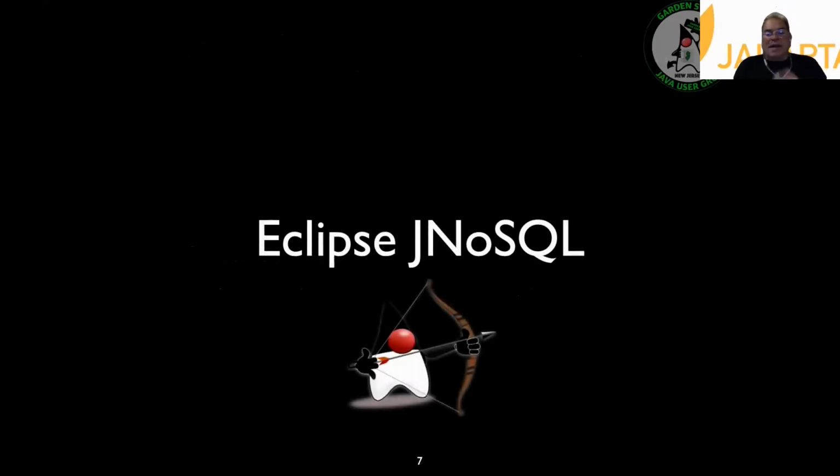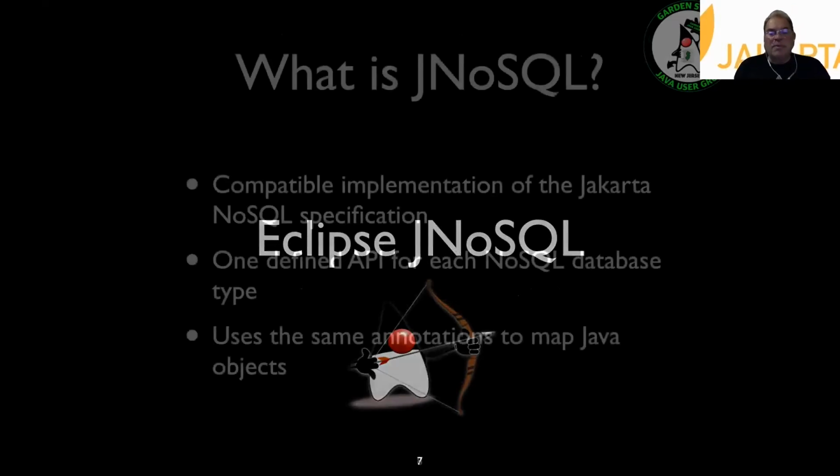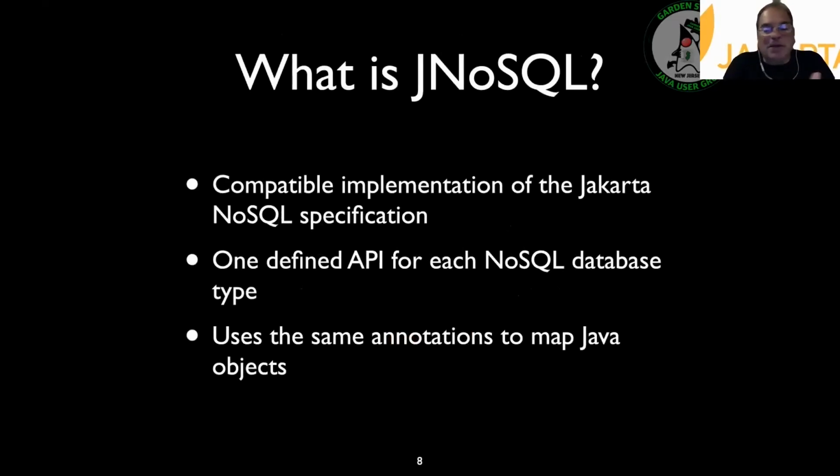All right, next is Eclipse JNoSQL. And this is the compatible implementation of the Jakarta NoSQL specification. One defined API for each NoSQL database type. And there's the consistent use of annotations so that you can map Java objects to your NoSQL database. And before I forget, if there are any questions, please chime in at any time. This gives me a natural break because I tend to speak a little too fast.